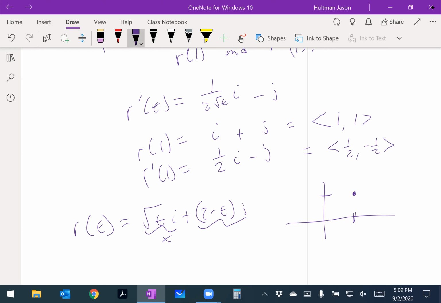I just have a quick question about the r prime of 1. It says it's 1/2 comma negative a half, but wouldn't it be 1/2 comma negative 1 since it's just minus j? Yeah, I messed up, thank you so much. It's 1/2, minus 1. I wrote it correctly over here, but for whatever reason I duplicated my thought. Okay, perfect. So this is r of 1. Does that make sense?